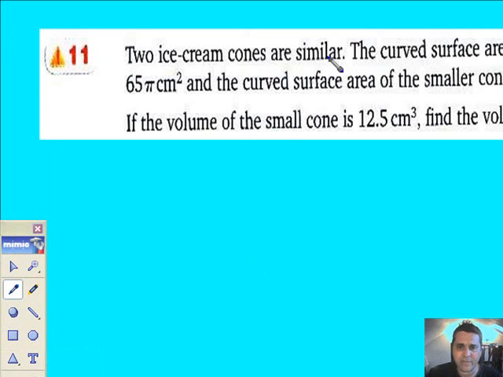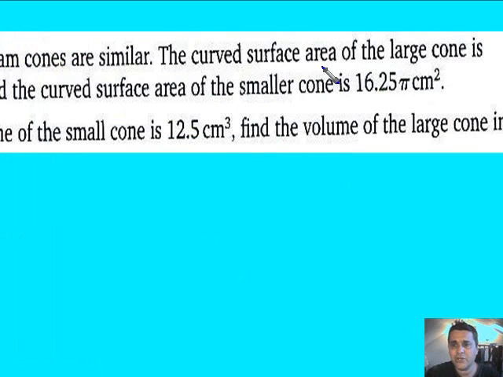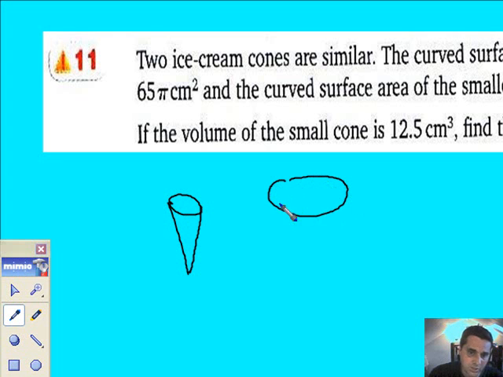Right, 2 ice cream cones are similar. I think I'll draw them. So ice cream cone, there it is. There's a baby one. 2 ice cream cones are similar. The curved surface area of the large one. Alright, so let's draw the large cone.